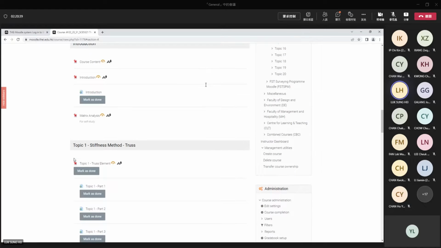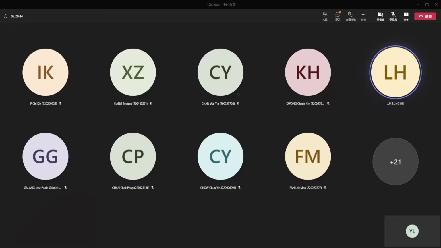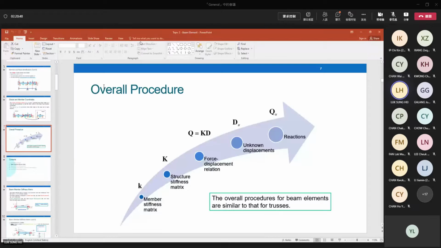Truss, beam, frame. I can use one simple slide to conclude the contents. This is one slide obtained from topic 2, beam analysis. You can see that when you want to use the Stiffness Method, the basic procedures are basically the same. Firstly, you discretize the structures into different elements, assign degrees of freedom, etc. And then you can construct the element matrices, put them together to form the structure stiffness matrix.